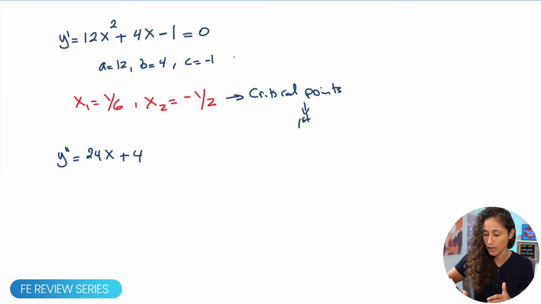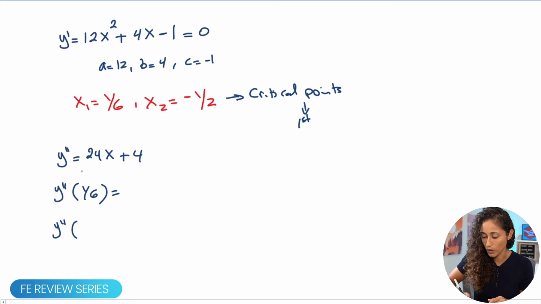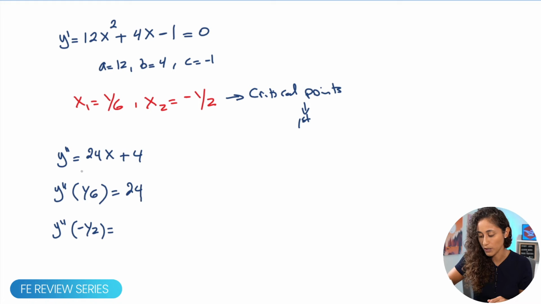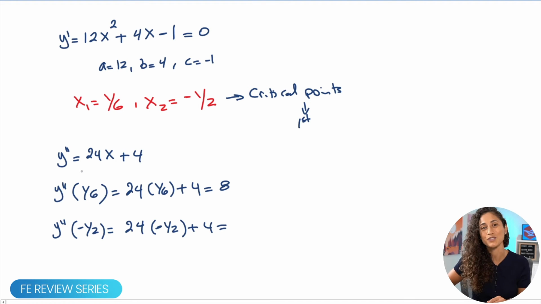Okay, now let's plug in our critical points so that we can determine if we have a maximum or a minimum value, right? So we're going to do y double prime of 1/6, and then the same thing for minus 1/2. So we're going to do 24 times 1/6, and then plus 4. This is going to give you guys 8. And then if we do the same thing with minus 1/2, and you plug in these numbers in your calculator, you're going to get minus 8, okay?